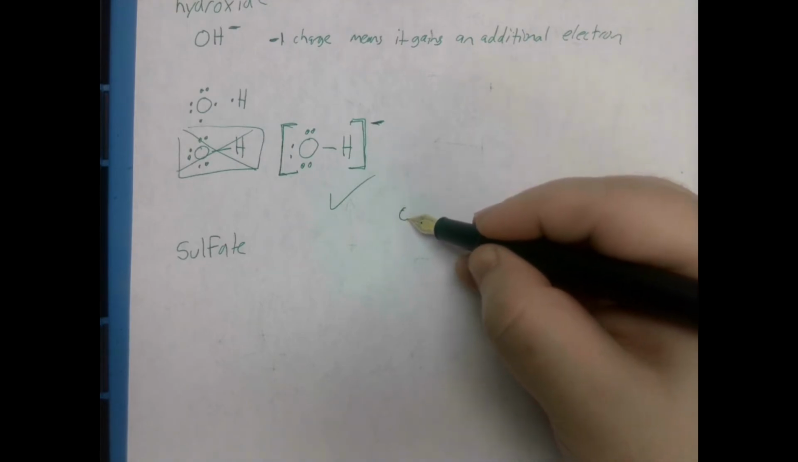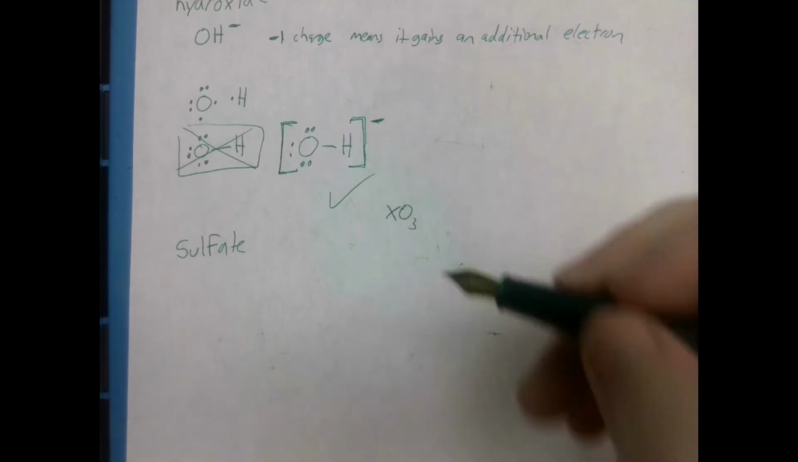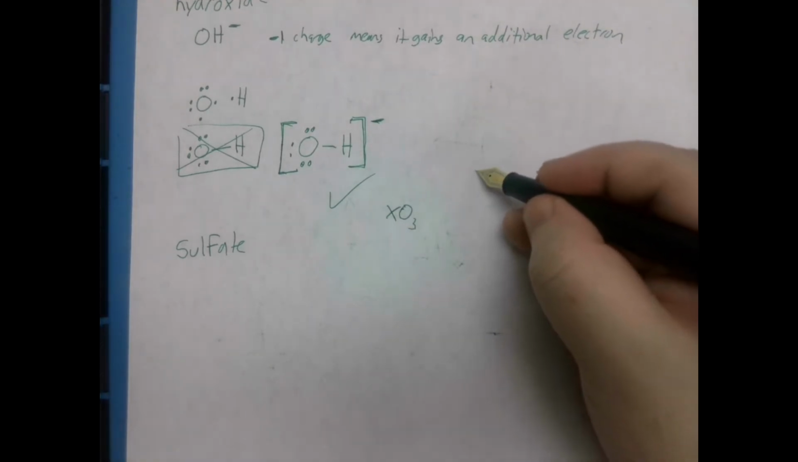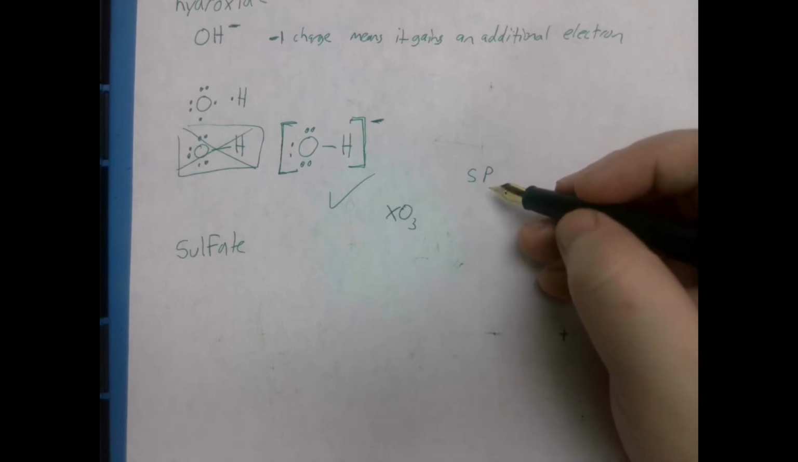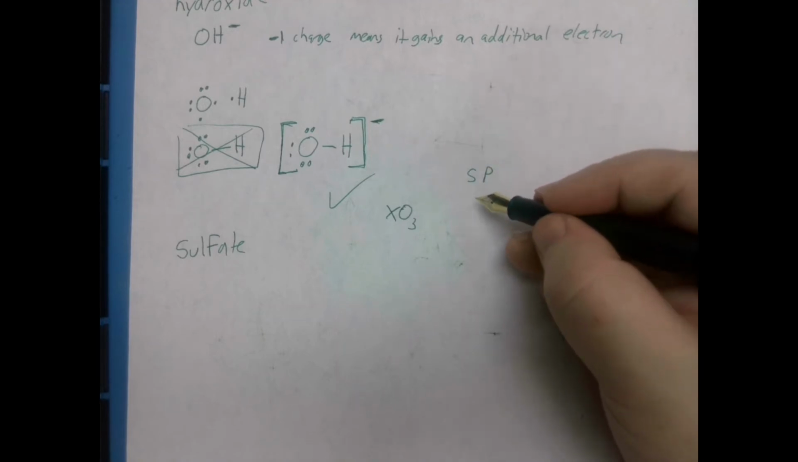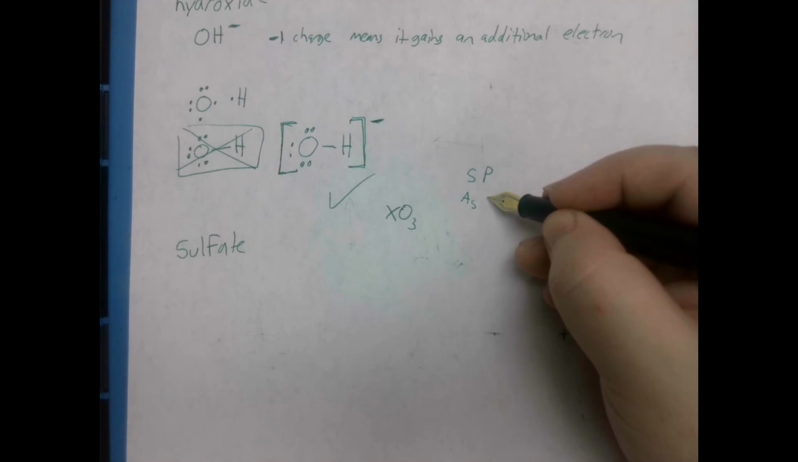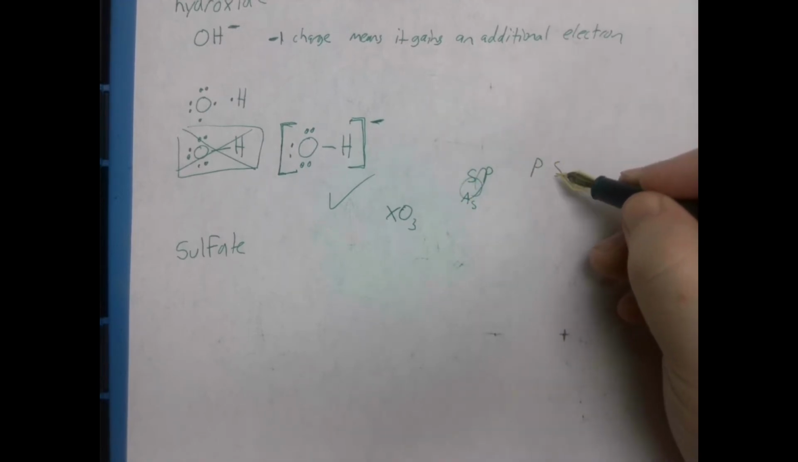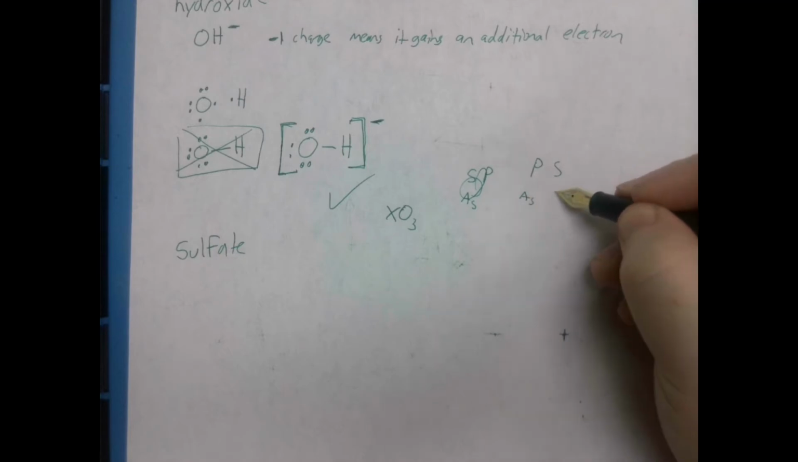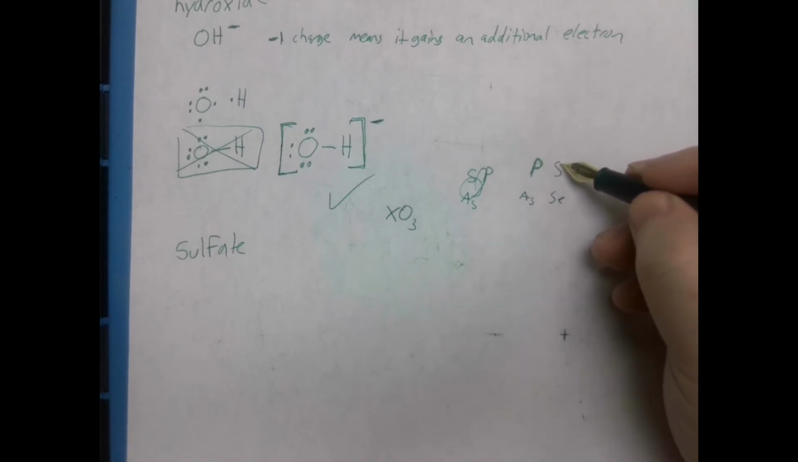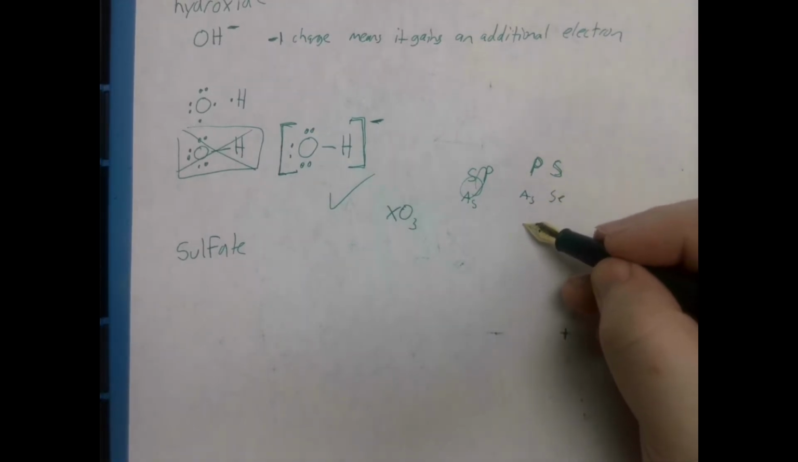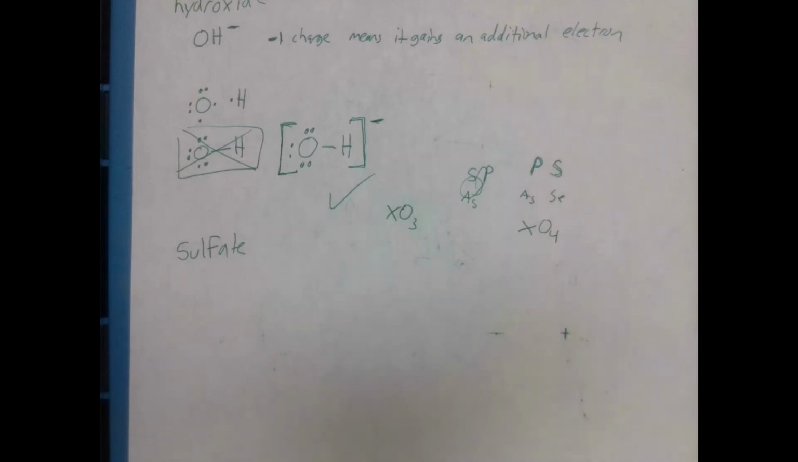Oxyions are usually in the form XO3. Except for sulfur, phosphorus, arsenic, and selenium. All you need to know is phosphorus and sulfur are the exceptions. These are in the form of XO4.